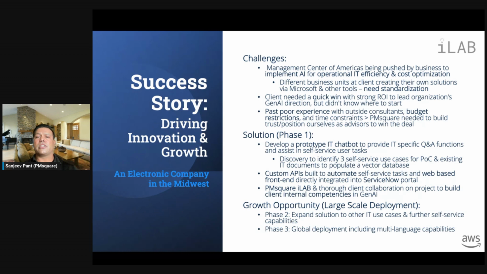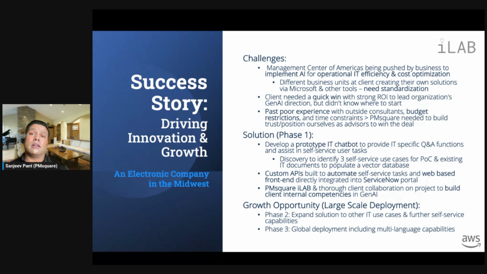This was entirely built on AWS. It uses Bedrock. Underneath the covers, it uses Claude, Anthropic Claude, and it is an application that is used for creating intelligent chatbots.